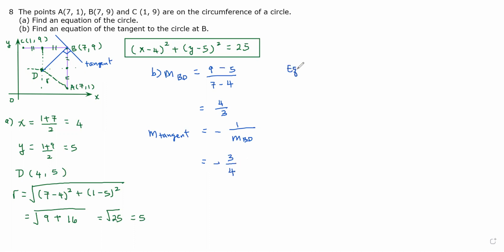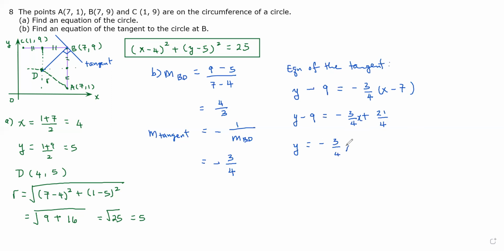Then the equation of the tangent at point B is y minus 9 equals negative 3 over 4 times x minus 7. So we can simplify this to negative 3 over 4 x plus 21 over 4. Sorry, there's an x here. So y is negative 3 over 4 x plus 21 over 4. Bring the negative 9 over, we have positive 9. So y is negative 3 over 4 x plus 57 over 4. And that gives us the equation of the tangent to the circle at B.